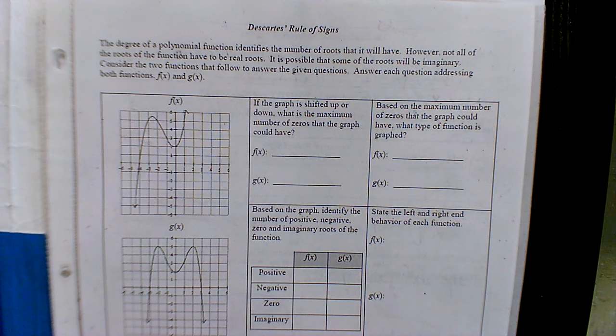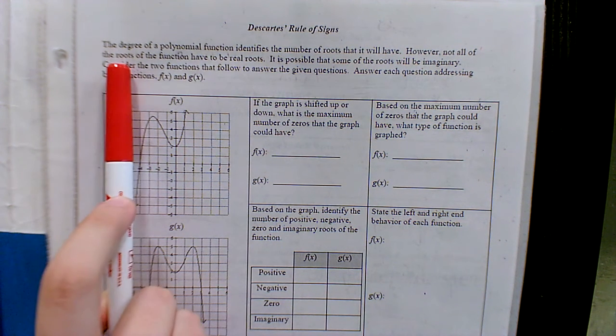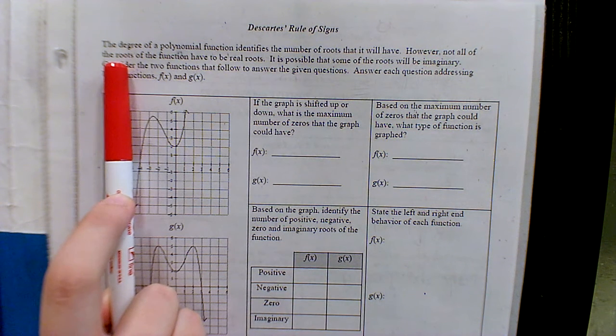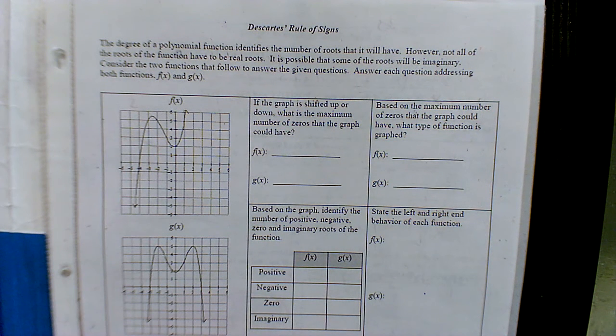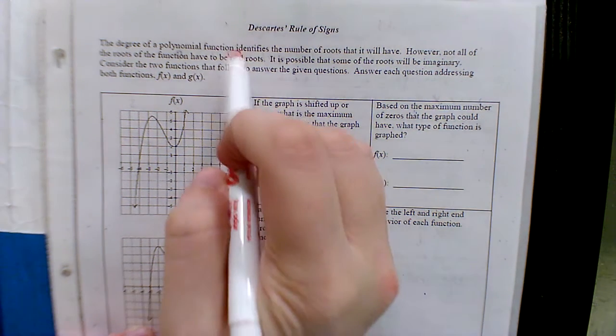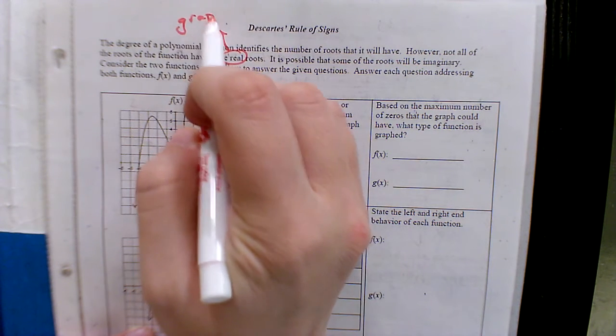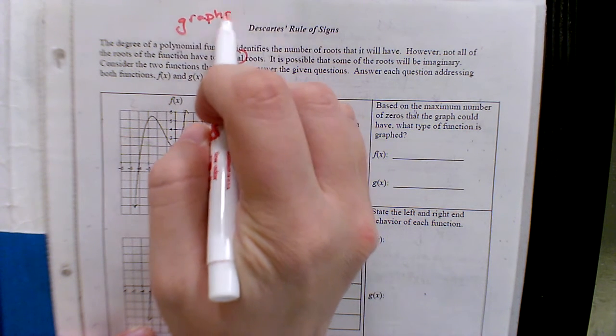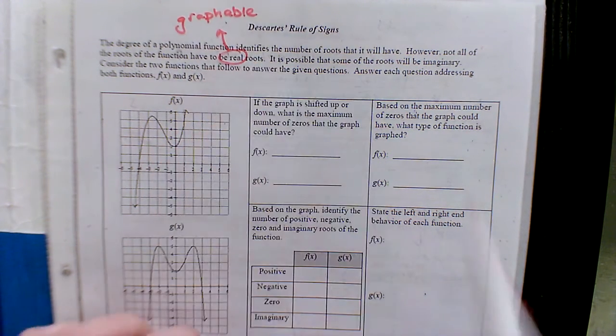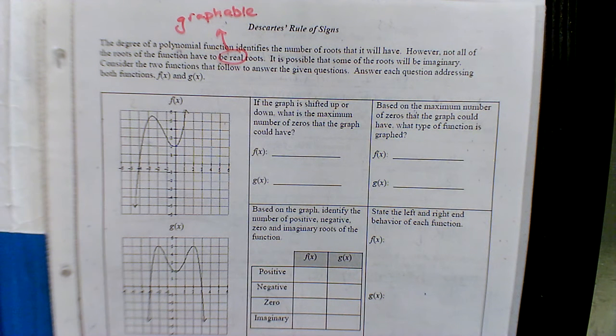However, not all of the roots, aka zeros, aka x-intercepts, have to be real roots. Do you know what they mean by real roots? They could be imaginary. Whenever you see the word real in a math class in general, it just means that it's graphable. Like it'll show up on a picture.